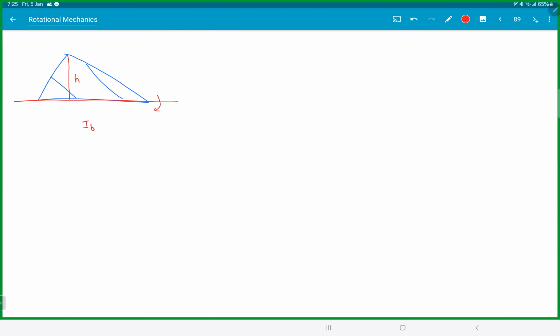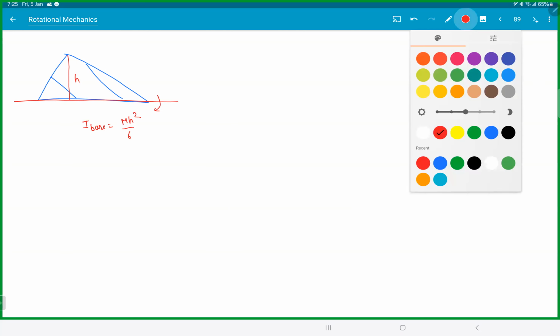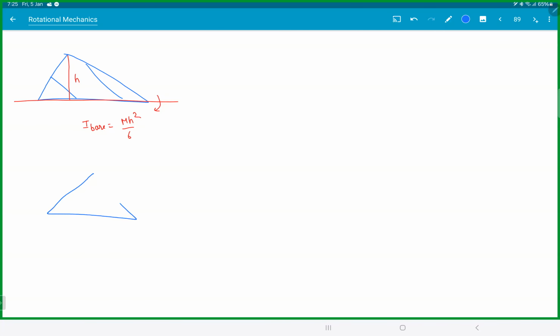So I about the base. This is a very good result, mh square by 6. And today only we derived it, the equilateral triangle plate. This is actually a little non-standard equilateral triangle. mh square by 12.